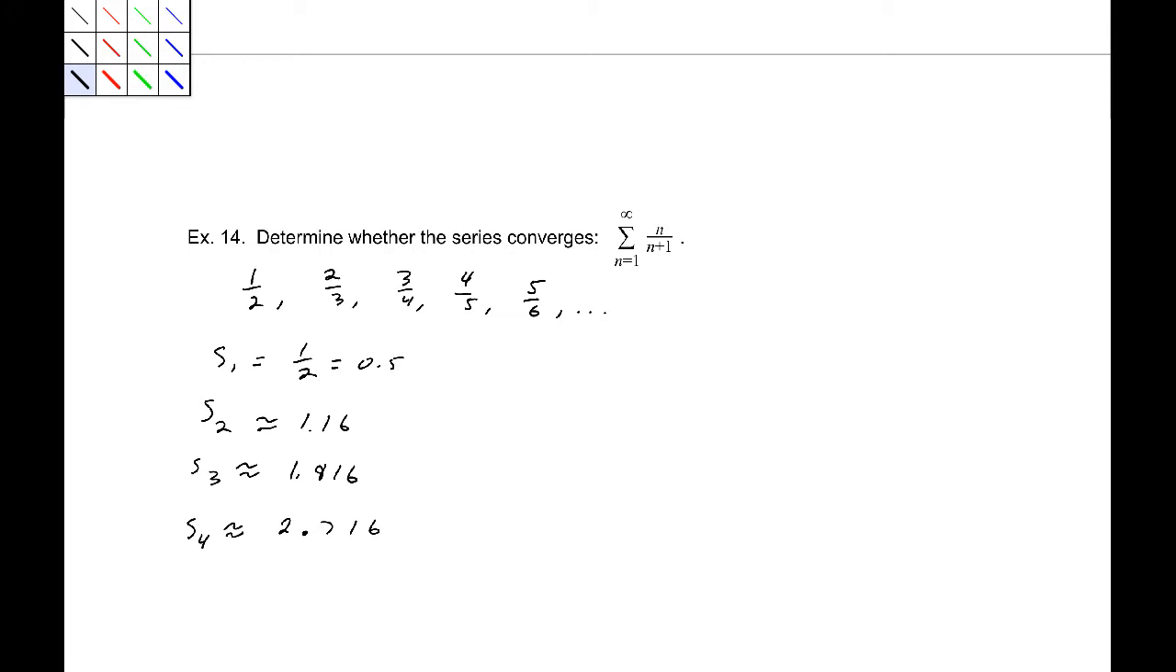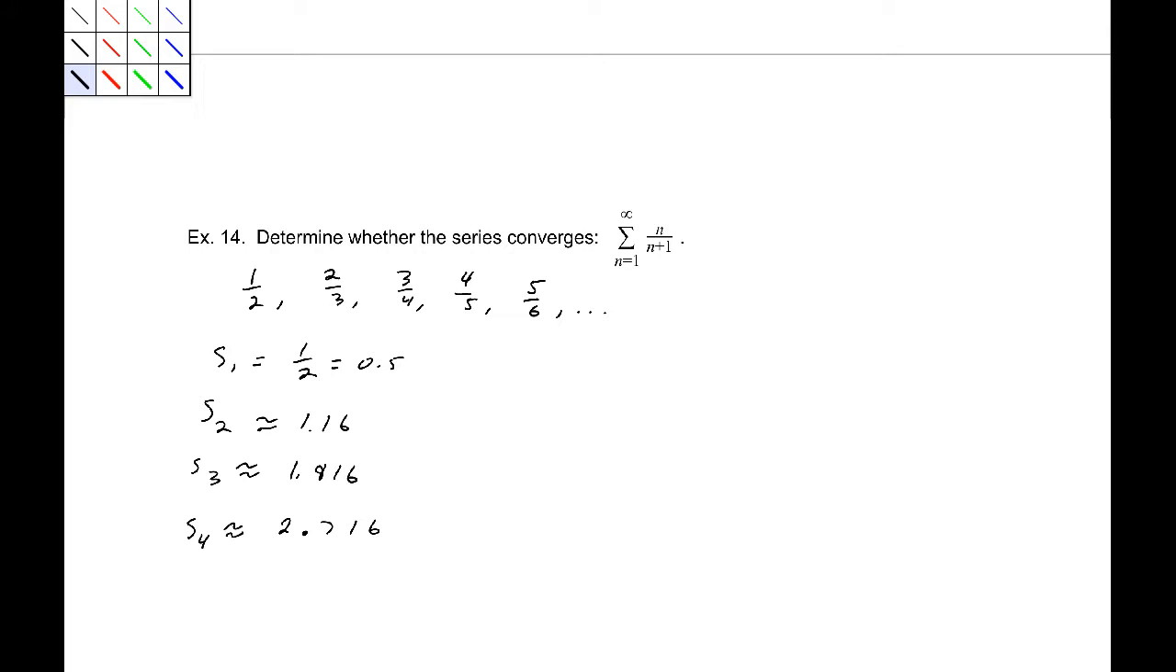Now, it appears these numbers are increasing. I don't see any signs of slowing down or stopping, whereas in the previous problem, they were getting very close, 1.937, much closer as we go to 2. Here, it doesn't really appear that they are going anywhere.